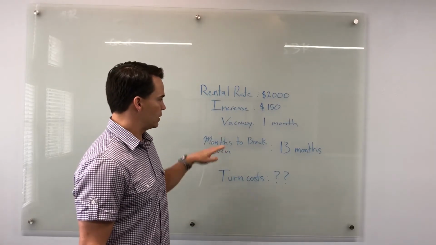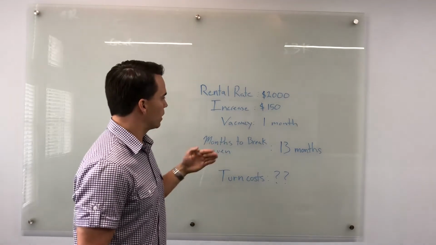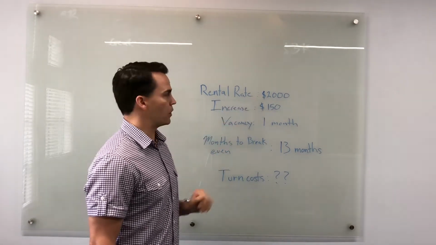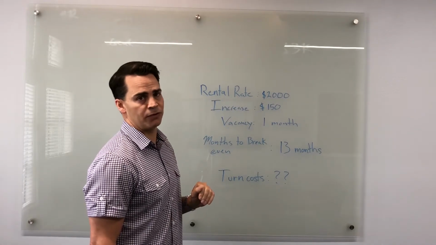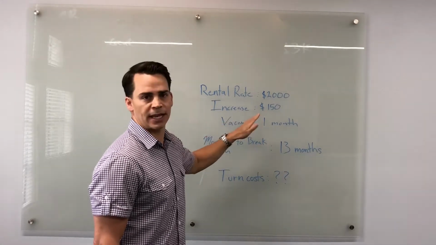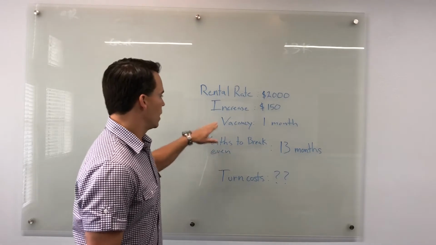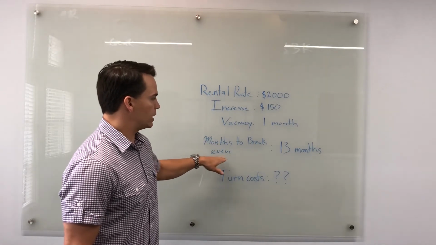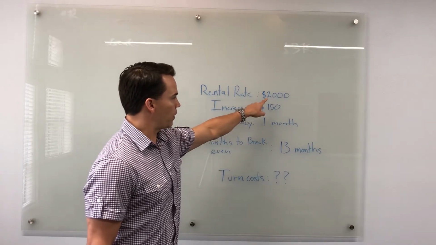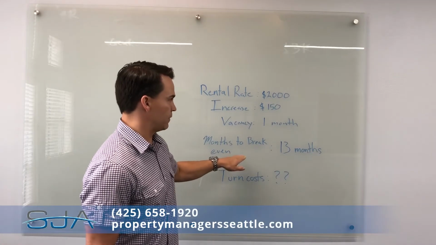Now, by doing that, we incur an extra one month of vacancy. So it would have rented a month quicker should we price it at $2,000, or the tenant would have stayed and they would not have moved out. And because we raised it $150, they decided to move out, and it took us a month to find a new tenant. Well, that means it's going to take us 13 months at the $2,150 price to even break even.